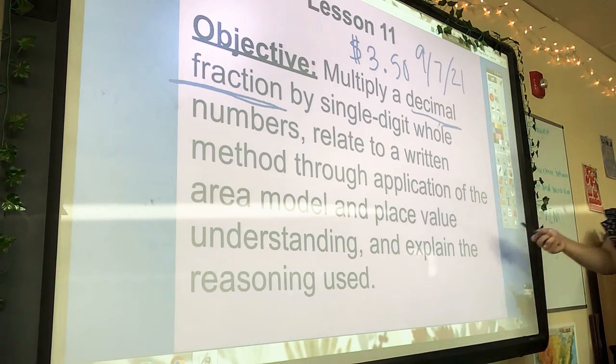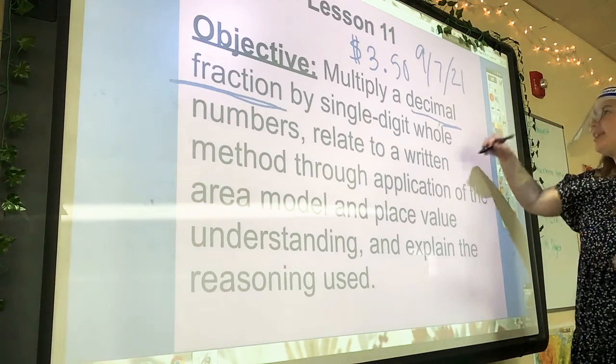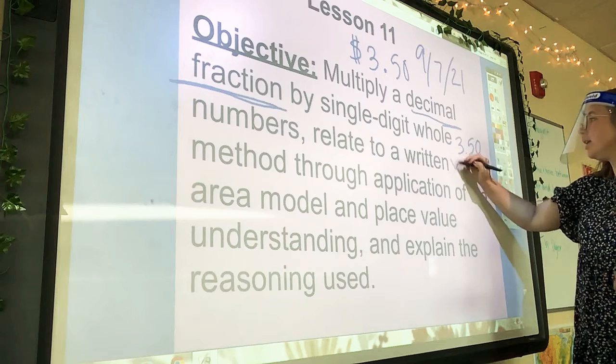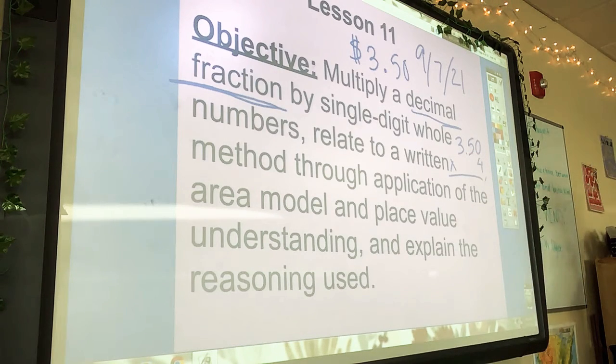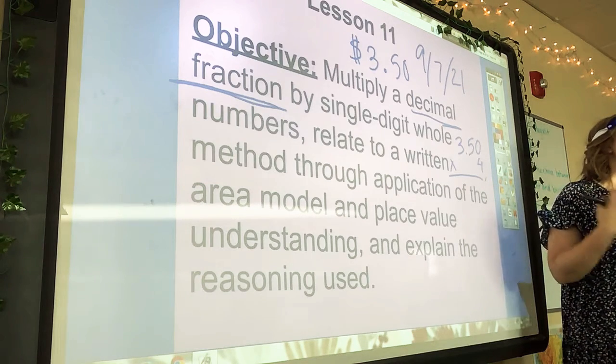And then relating to a written method, which is the standard algorithm, okay? So when we do that question of 350 times 4, it's going to look like that, so we'll talk about that. And then we're going to use the area model and our place value understanding in order to solve these problems.